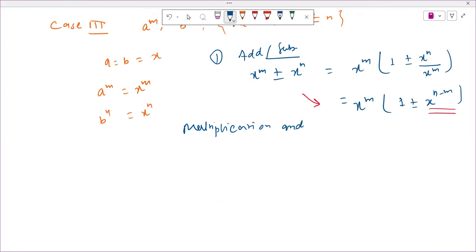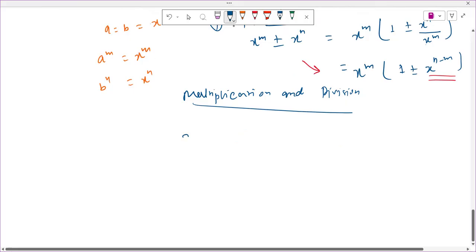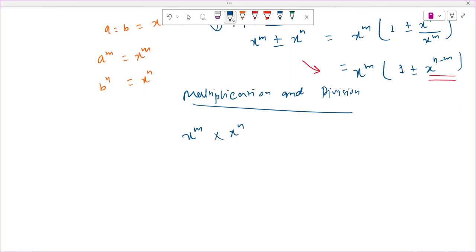Multiplication and division. What is this? I'm going to multiply this thing. Your base is the same here, the same x, but the powers are different: one is m, another is n. So we keep the base the same, and if you multiply, your powers will be added. So you can write m plus n, or simply x to the power m plus n.